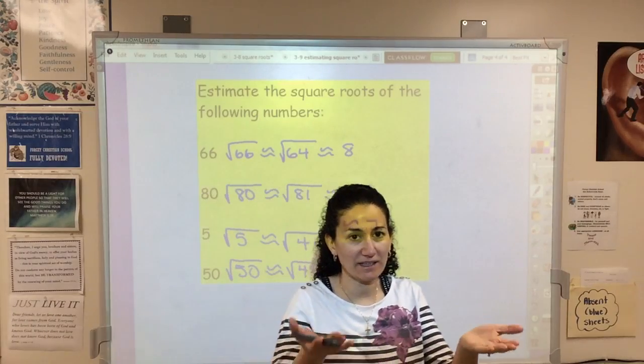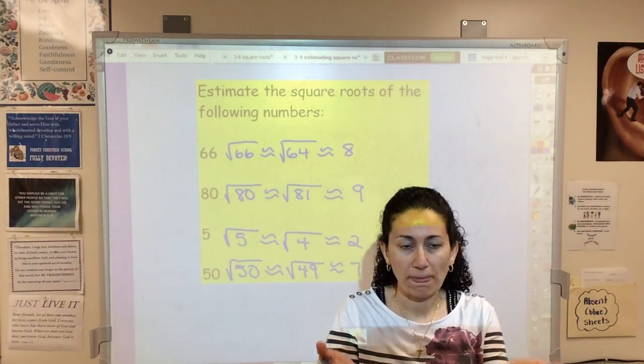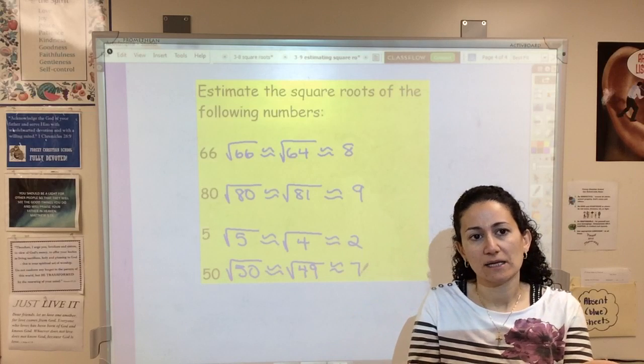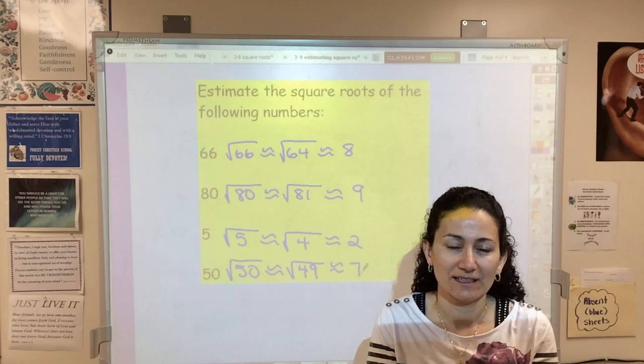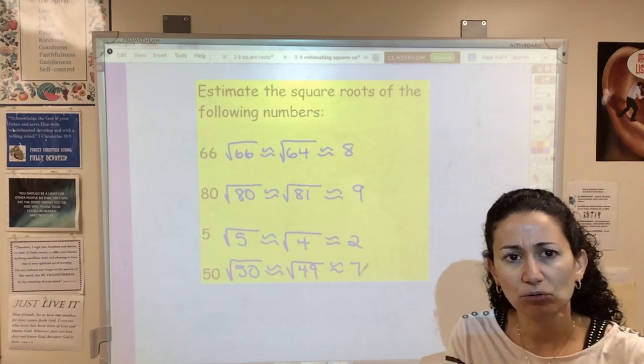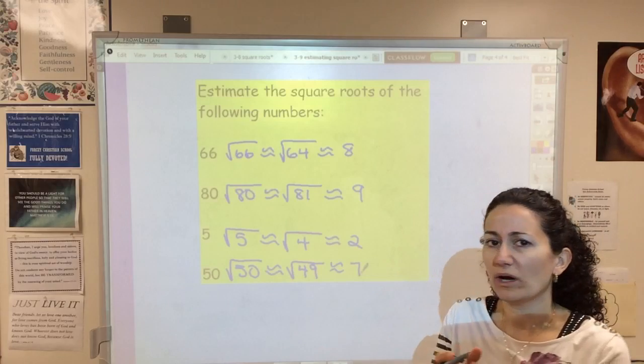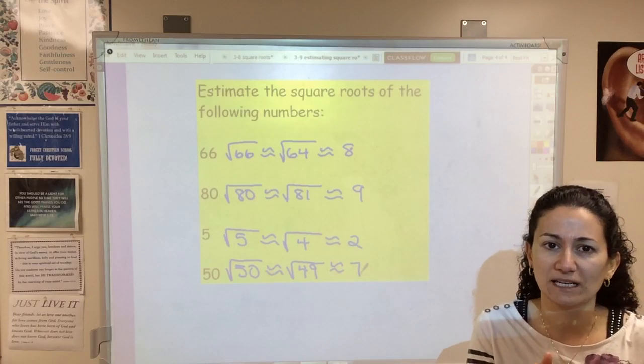Sometimes you'll find it smack dab in the middle of 2 perfect squares. But just look for the one it's closest to and find the square root of that. Okay, this is a little complicated, so go ahead and rewind the video, watch certain parts. You can look back over those examples.